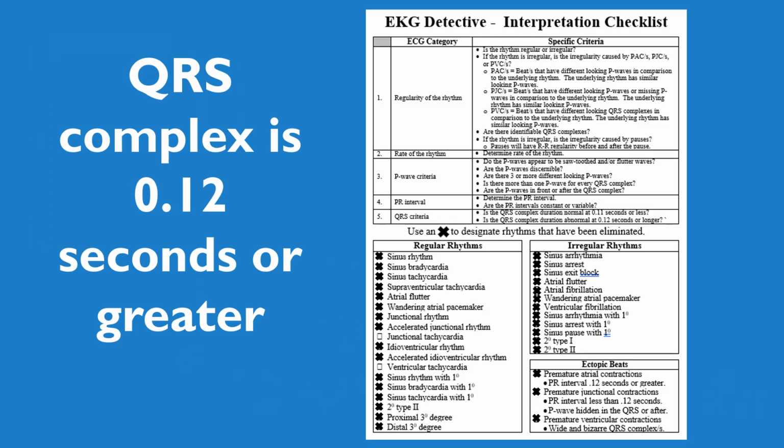Referring back to the checklist one last time, since the QRS complex is 0.12 seconds and greater and wide and bizarre, that means that we can eliminate junctional tachycardia, and the checklist takes us to the same place that the app did, which is we're dealing with the ventricular tachycardia that we've been dealing with.